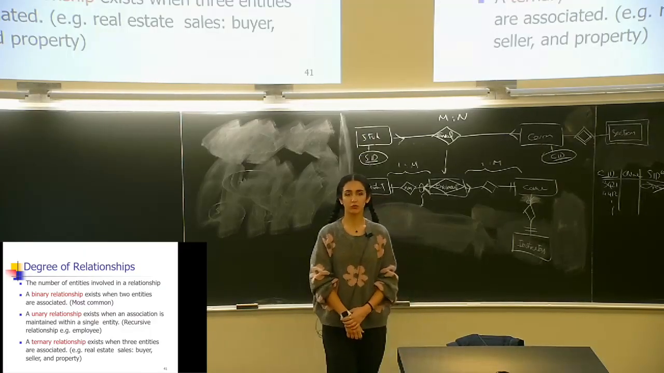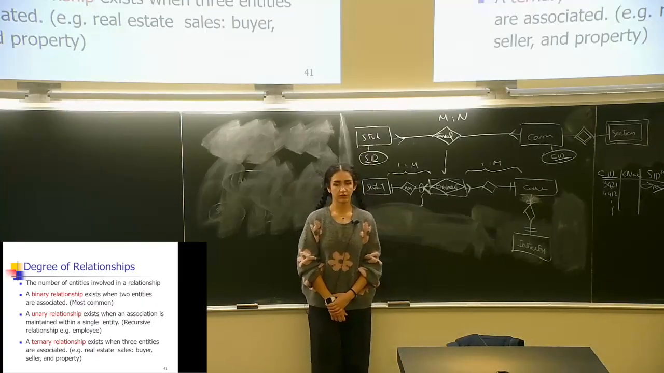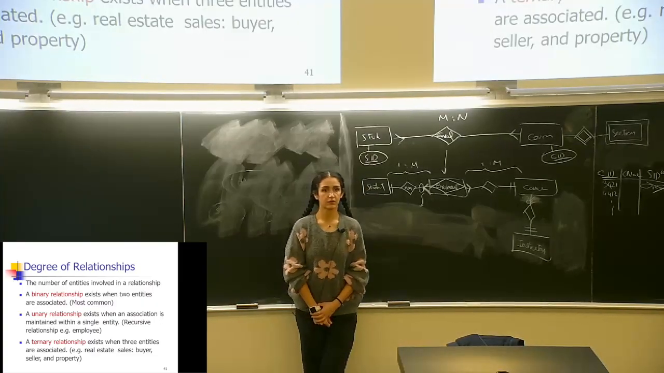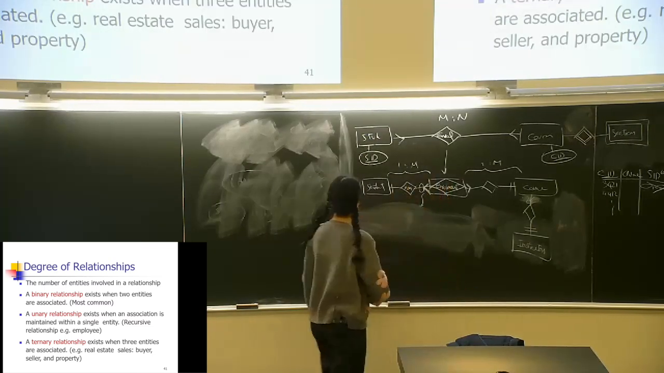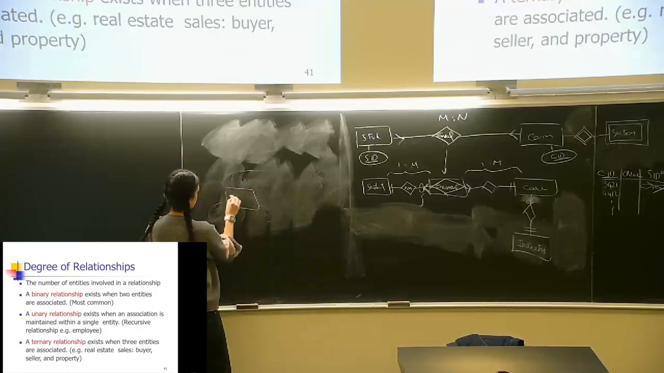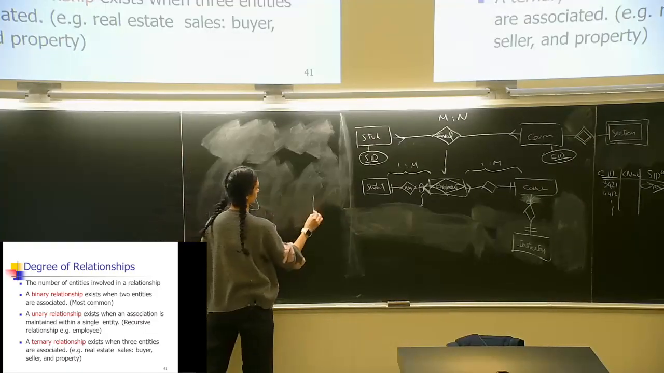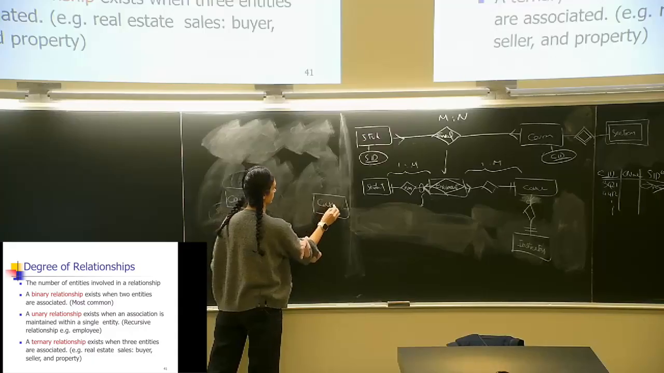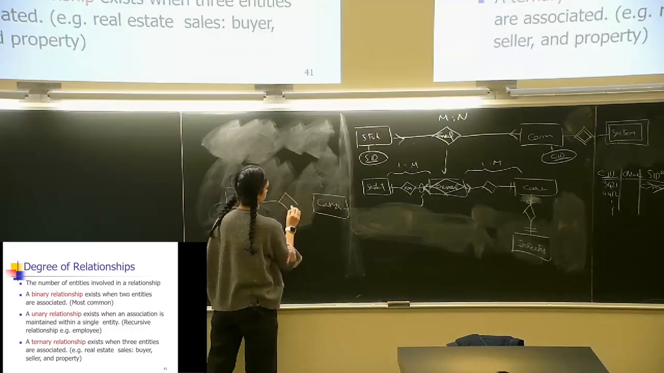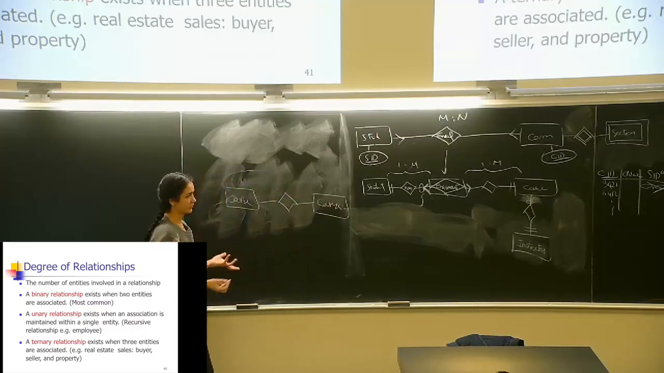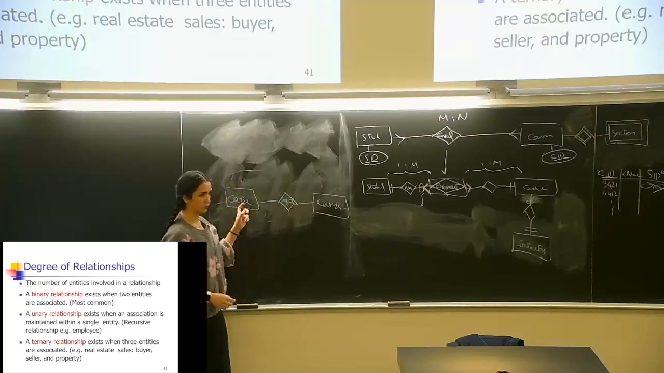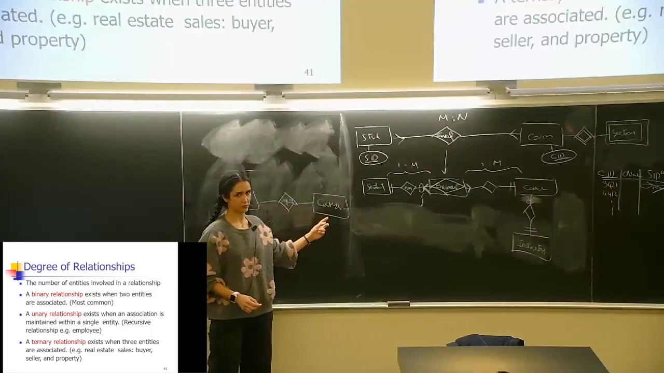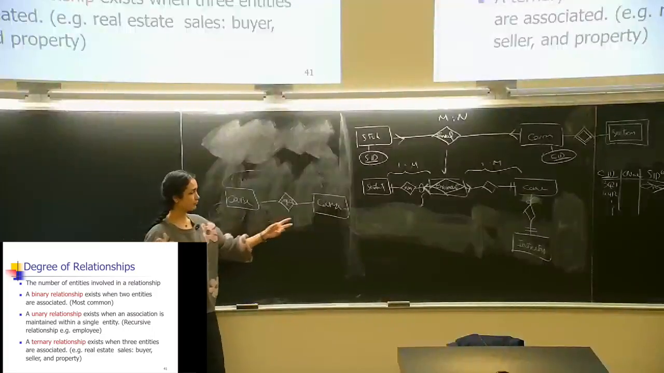Binary means between two entities. So between what and what? A relationship between some courses and other courses. So like this. Because this is a binary relationship. One course can be a prerequisite for some other courses, but then we have two of the same entity.